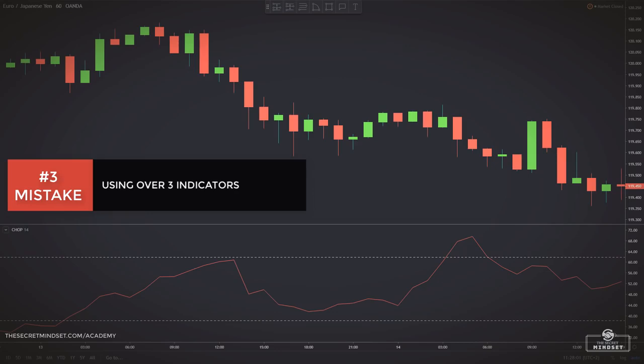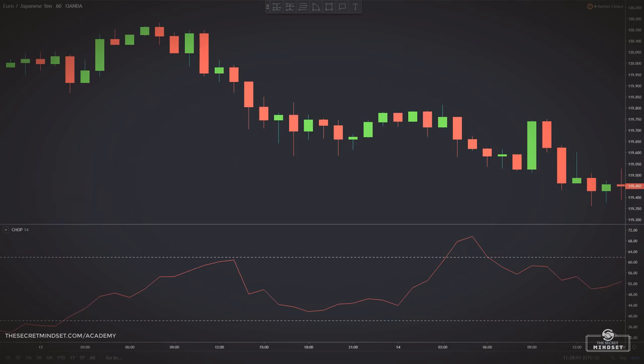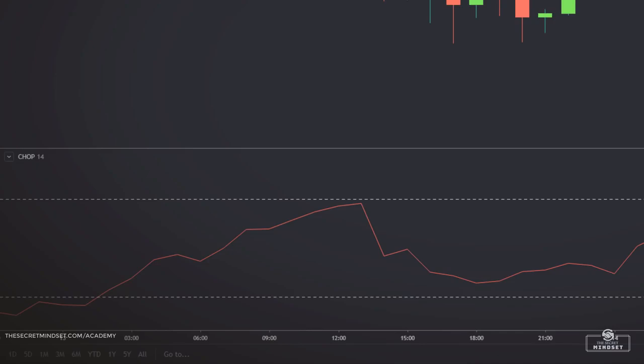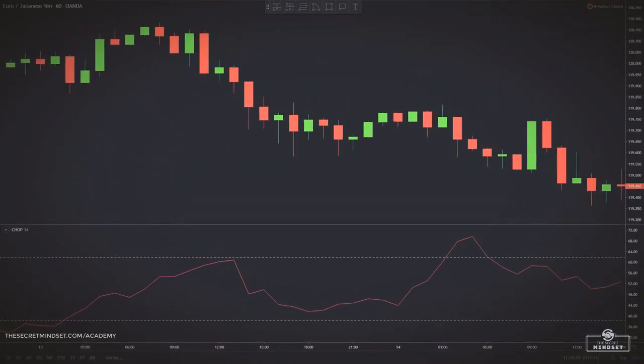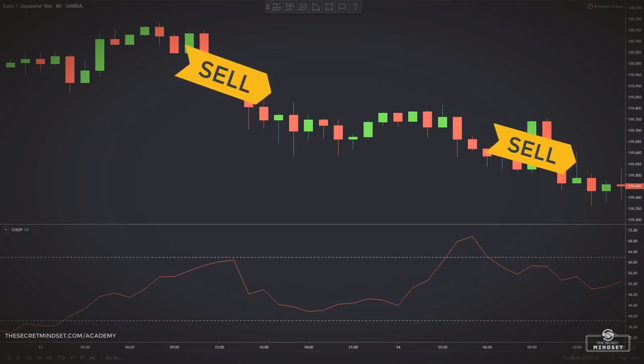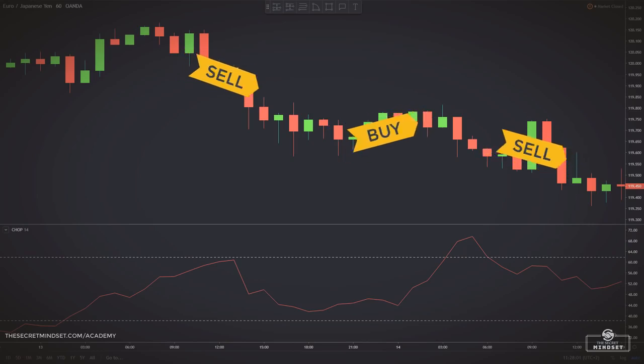Tell me if this sounds familiar. You find a strategy or an indicator on a forum or here on YouTube. You decide to backtest it on a demo. You take a look at your charts and spot a few good entries. The only problem is that it's missing something. Yes, a few more indicators, filters to keep you out of bad trades. So what can you do? There's only one answer. Add more indicators, of course.